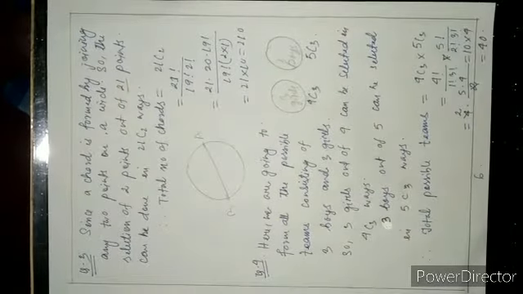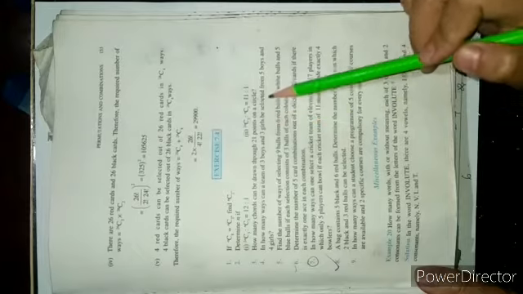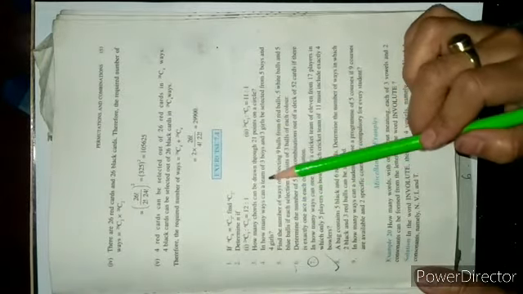Next question, question number 4. In how many ways can a team of 3 boys and 3 girls be selected from 5 boys and 4 girls?